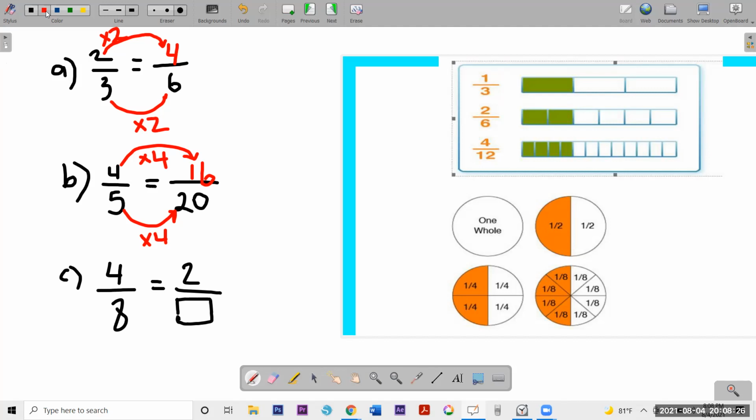So what do I do to go from 4 to 2? I divide by what number? 2. So I see some people sharing the answers. Very good. So from here to here, I divide by 2. Whatever you do to the top, you must do to the bottom. So you divide by 2. And so what would my answer be? 2 over 4. Excellent. And guess what I'm going to do now?